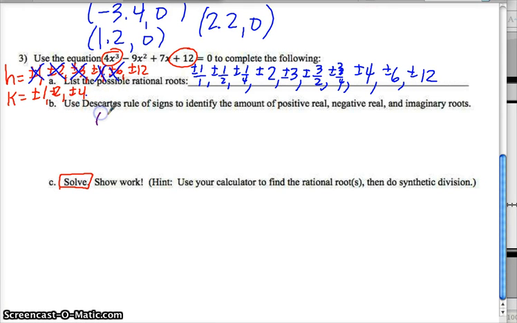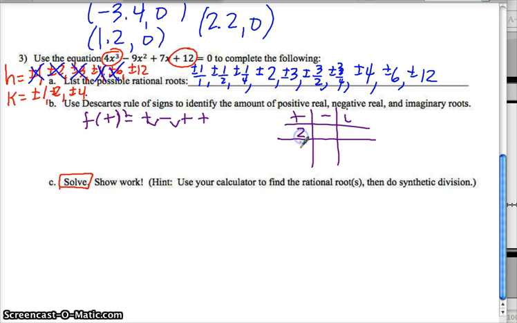So we're going to do f of the positive numbers. 4x to the third stays positive, then we have negative, positive, positive. How many sign changes do we have? We have 2 sign changes. So that's 2 possible positive real roots or 0 possible positive real roots.